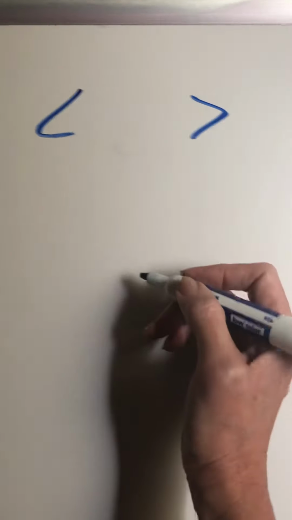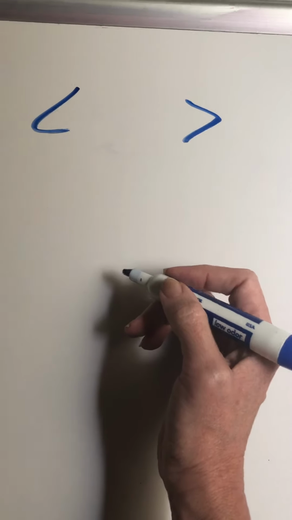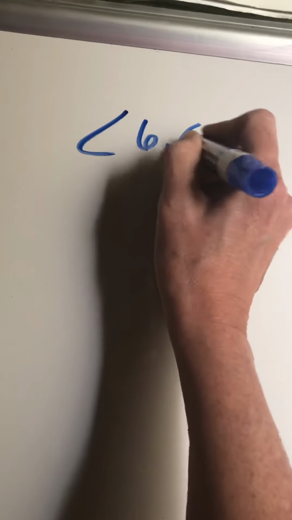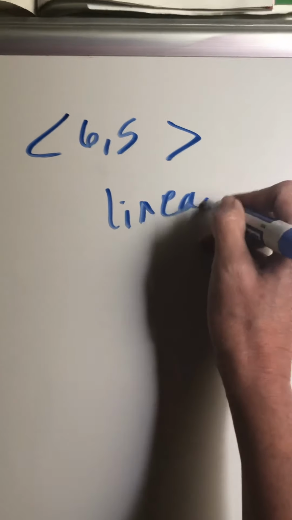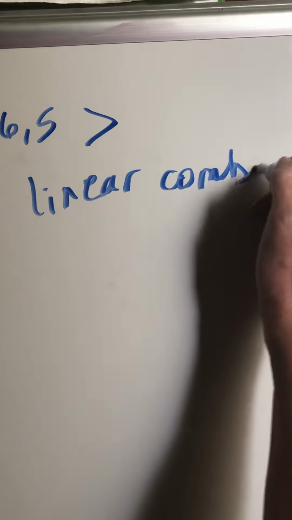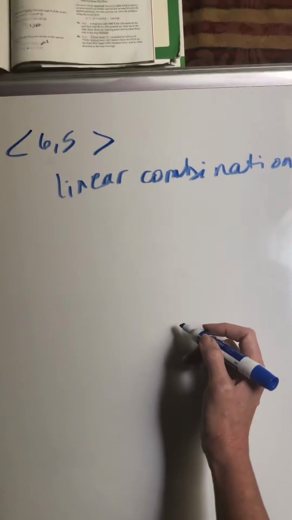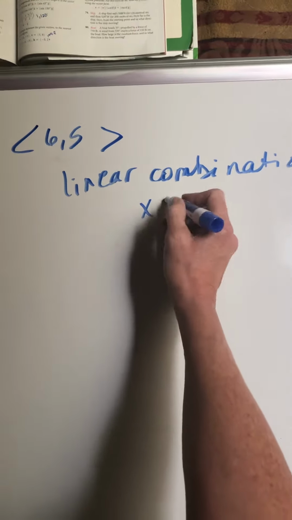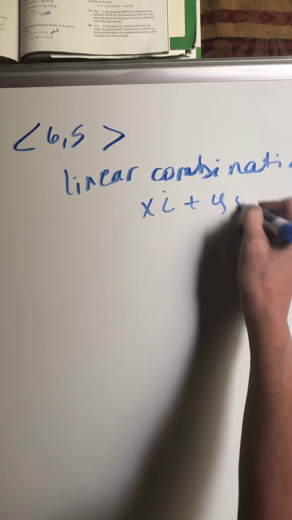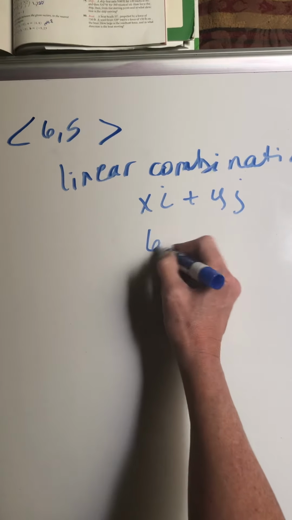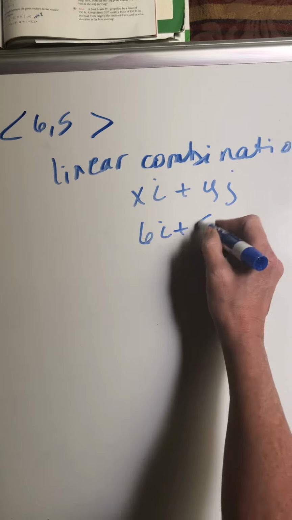Okay, then that was all in component form. You know, the pointed parentheses, that's component form. So when you're given something in component form like 6 comma 5, you could write it as a linear combination. Sometimes they're going to ask you to write it as a linear combination, which is very easy. A linear combination is xi plus yj. So my x is 6, my y is 5j.